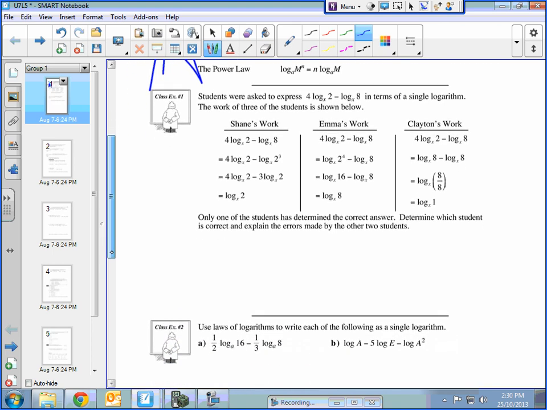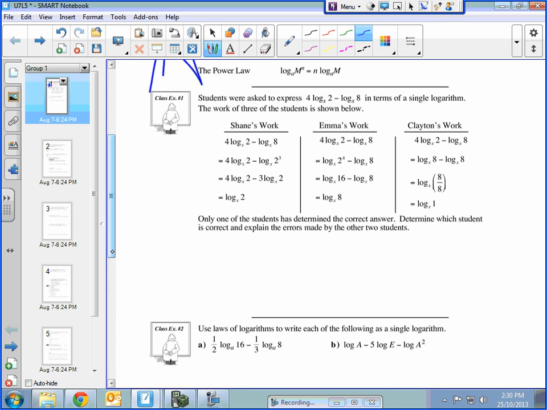Students are asked to express 4 log of 2 base x minus log of 8 base x in terms of a single logarithm. The work of 3 students is shown below. Only one determined the right answer. Determine which student. There's a couple ways you could do this. You could do it on your own and see which one matches your work, or you could just go through them and see which ones were right.